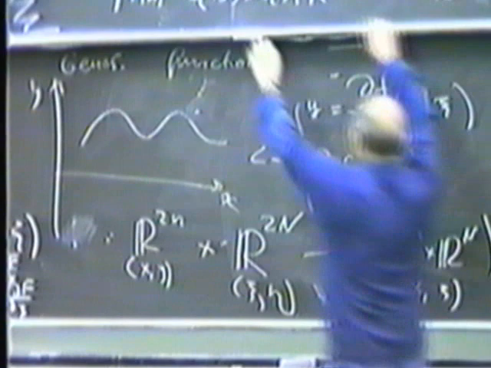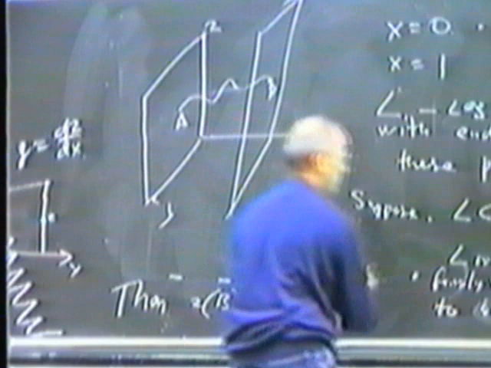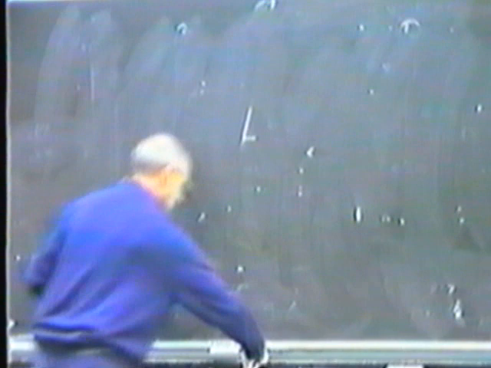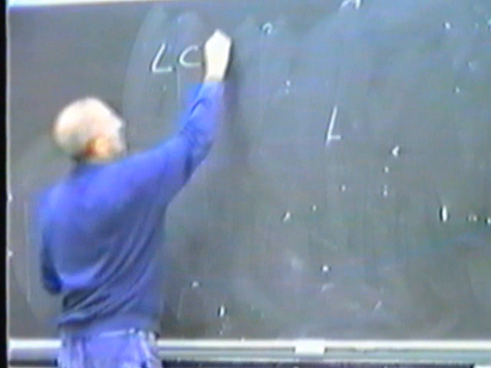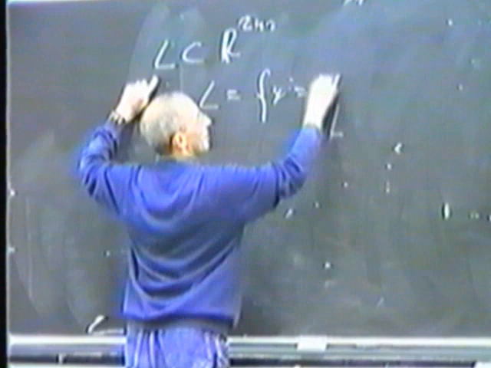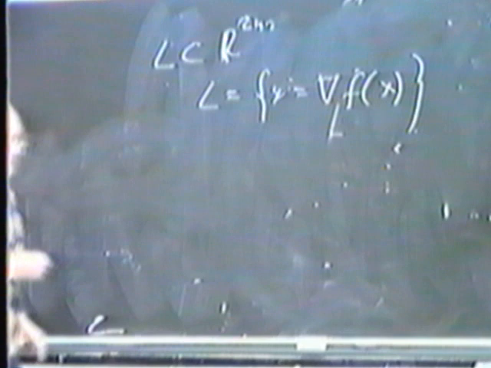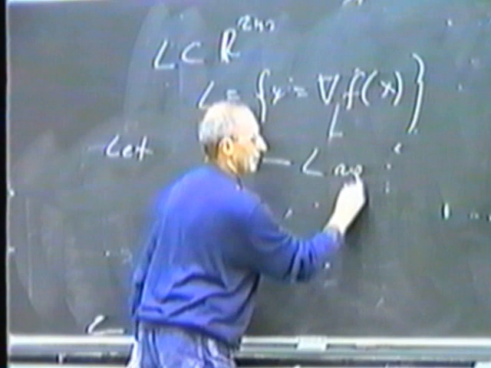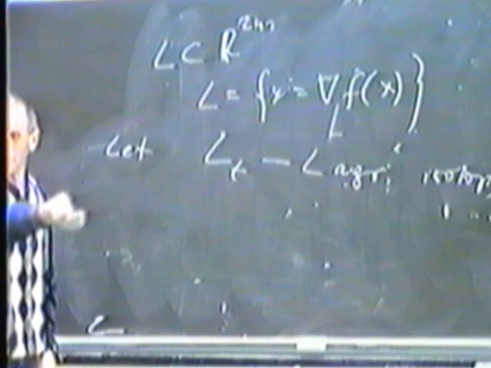Now, so you get the following theory. Suppose you have this Lagrangian manifold inside R2n. And suppose this Lagrangian manifold was given by a generating function, say y is equal to gradient f of x. Then suppose let's say Lt is any Lagrangian isotopy, so a deformation of this Lagrangian manifold via a family of Lagrangian manifolds such that L0 is equal to L.